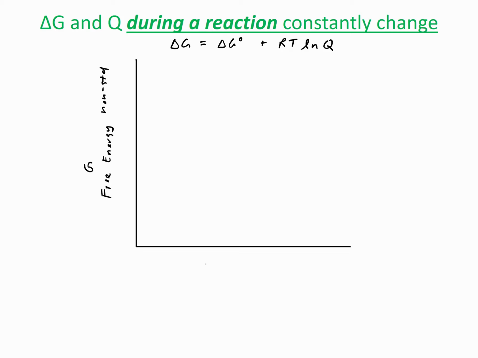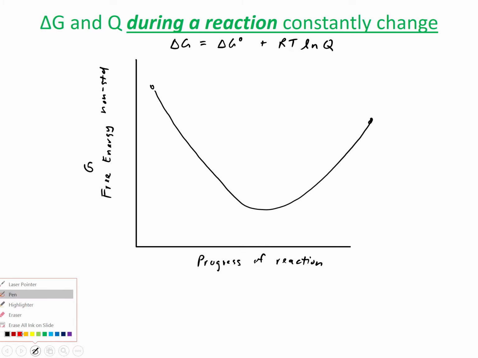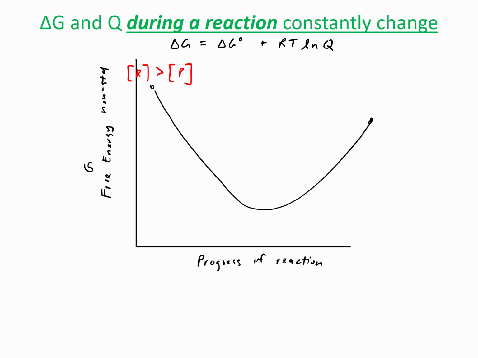And on the x-axis, we have the progress of the reaction. So you'll have kind of a U-shaped curve, which looks something like this, where over here your reactants have a lot more free energy than your products. Okay, so your reactants are way more than your products.